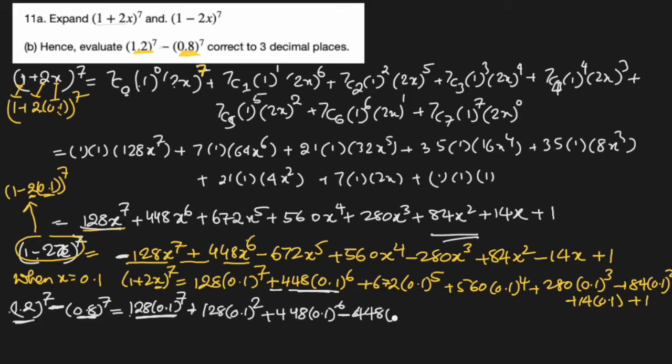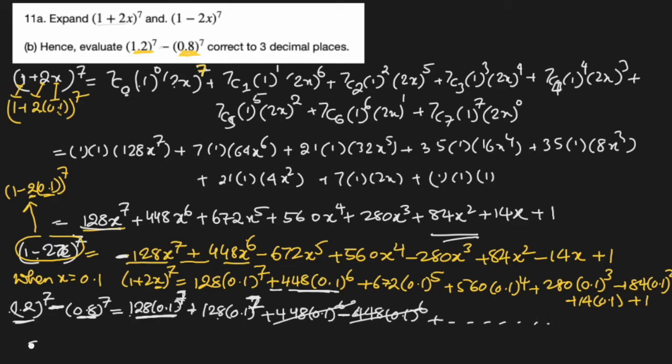448 times 0.1 to the power 6. And they are exactly the same, so they will cancel out. What it means is that all odd number exponents will be doubled, but even number exponents will be cancelled out. And let's write plus dot dot dot and let's do it.